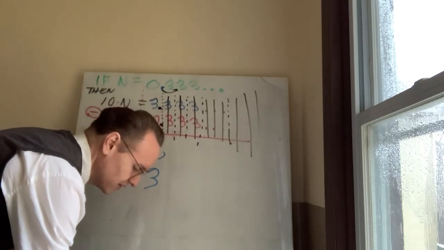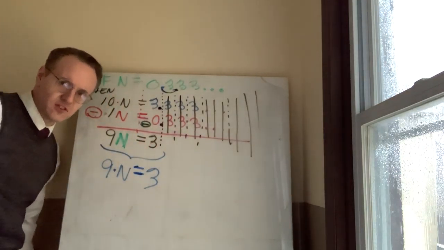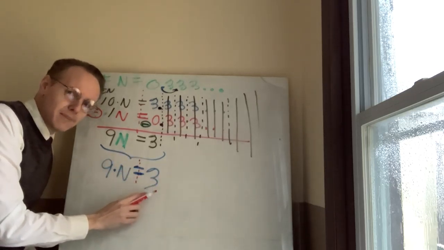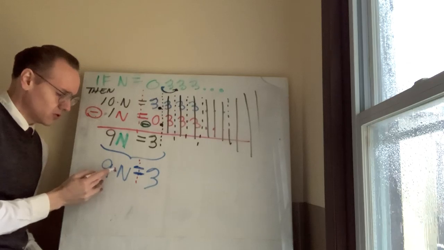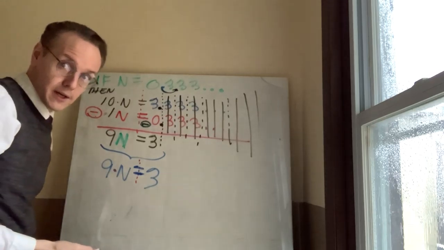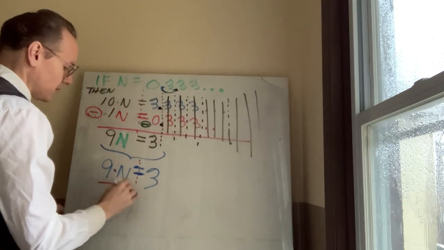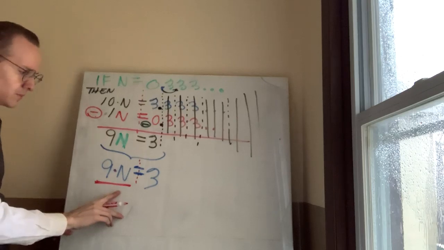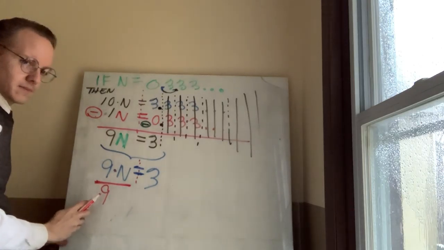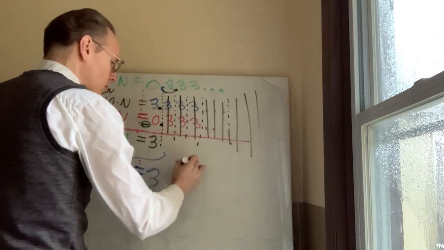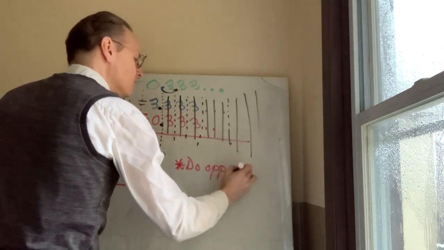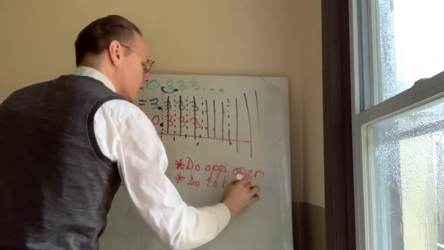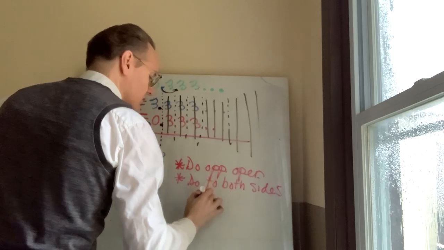If I want to solve this equation algebraically, I'm going to perform opposite operations. What is the opposite of multiplying by 9? Divided by 9, right? The way that they imply that is by using a division bar like this, fraction style, and dividing by 9 here, and then to make it legal, you do opposite operations, and to make it legal, you do it to both sides of the equal sign.